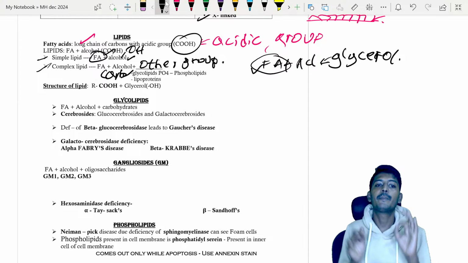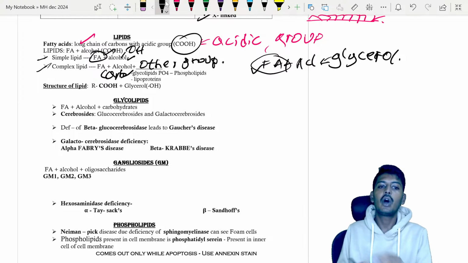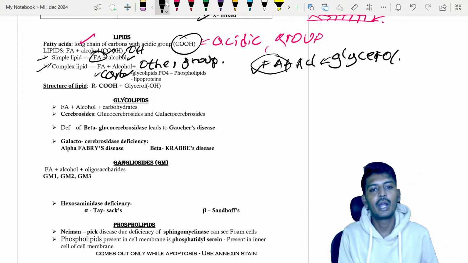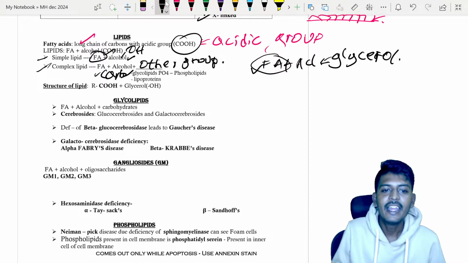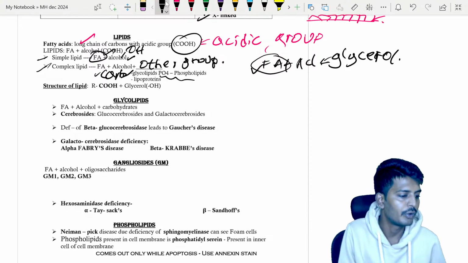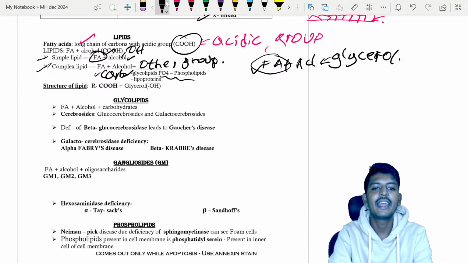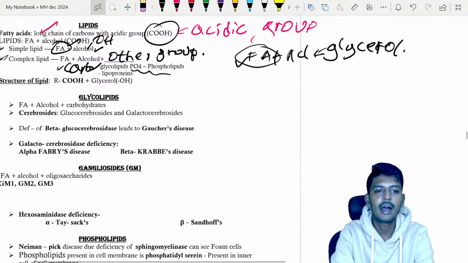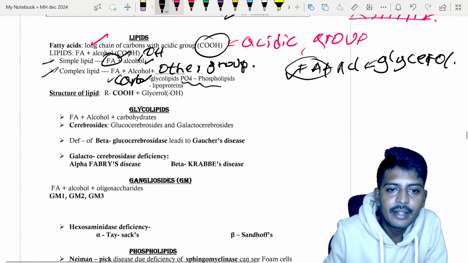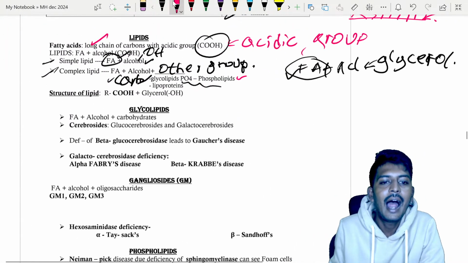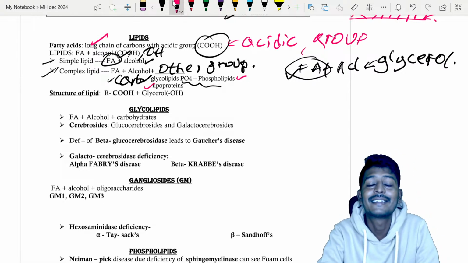So glycolipid is a composition of fatty acid, alcohol, and one more thing will be there, carbohydrate. Then I'll call it a glycolipid. If a phosphate group is present, we will call it a phospholipid. So phospholipids are present where? On your cell membrane. All of you might recall. So on the cell membranes we will have phospholipids. And if proteins are present, then I'll call it a lipoprotein.